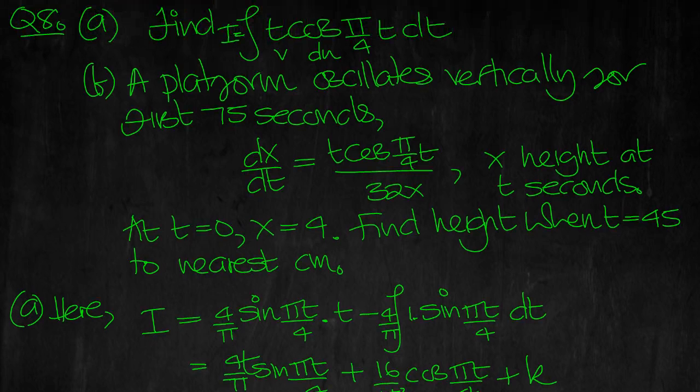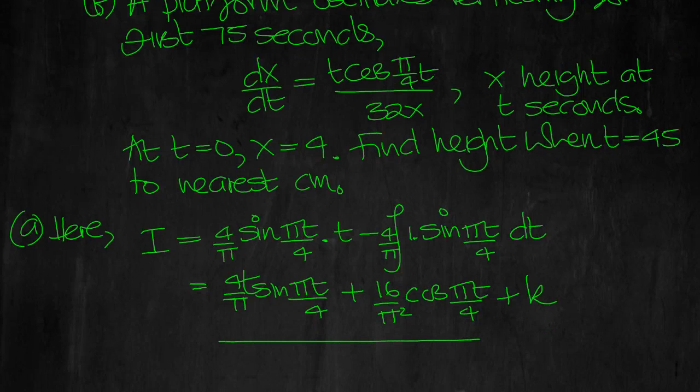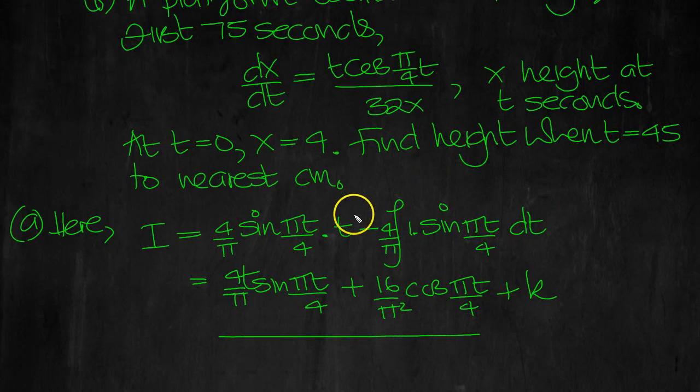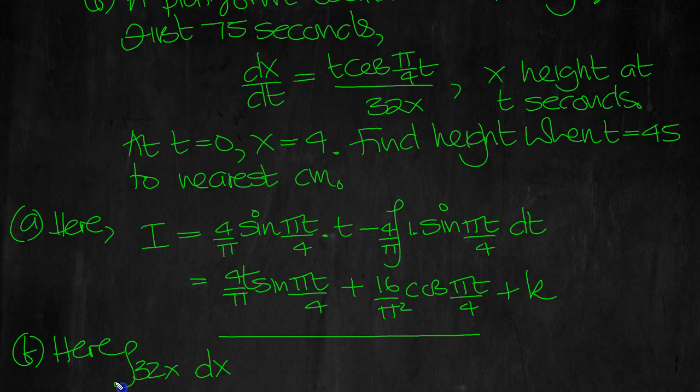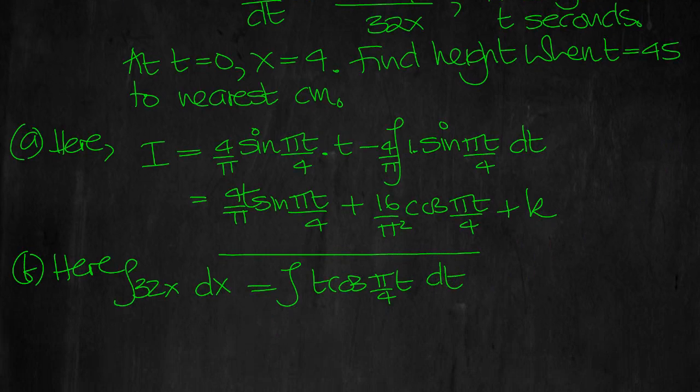Okay, so that's A. Now B, we've got this differential equation, oscillation, x is the height, t is in seconds. So we just need to separate the variables and integrate here. Well, dx, leave as is. Move the 32x up to be with it, and integrate, is equal to t cos pi over 4 t, and then move the dt up and integrate. So that's separating the variables and integrating.